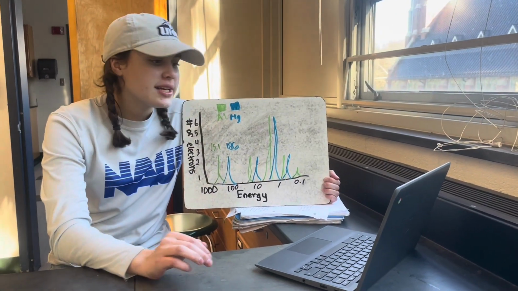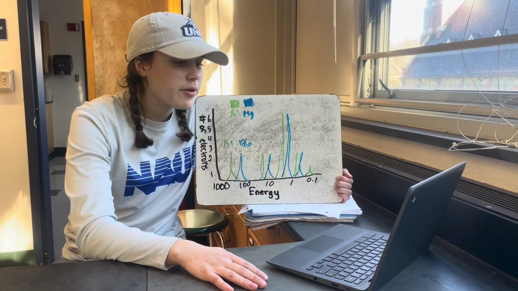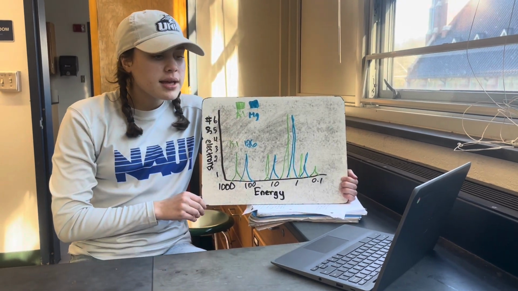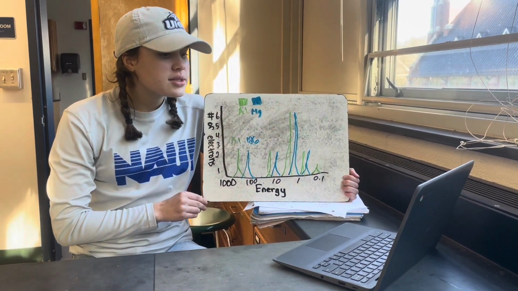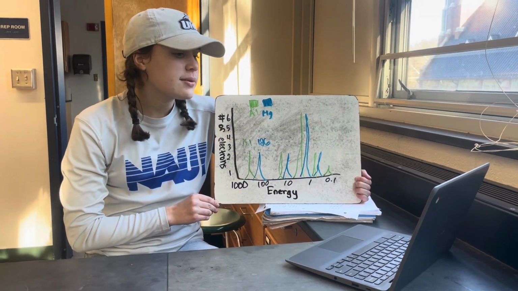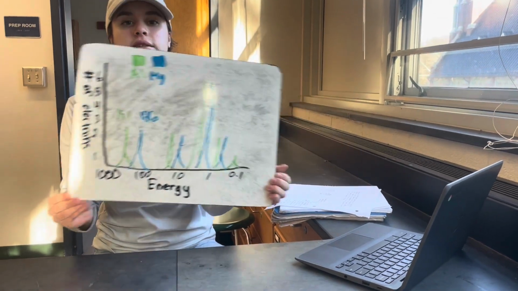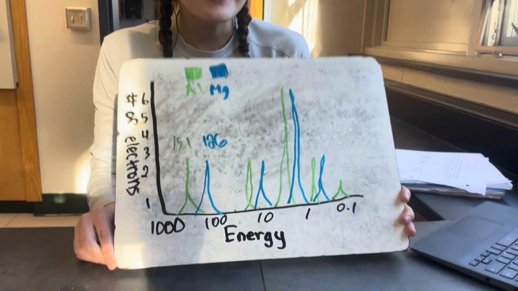Okay, the third question is, if you examine the PES data of both a magnesium and an aluminum atom, comparing their 1s electrons, which would have a greater binding energy, the magnesium or the aluminum atom? So here's my PES.